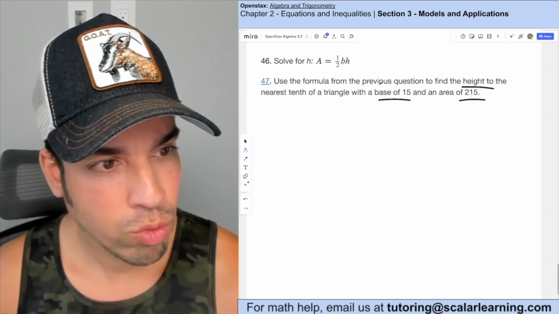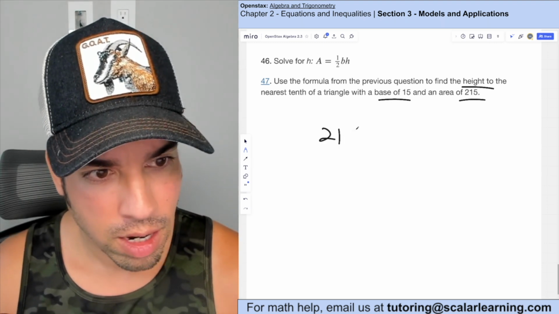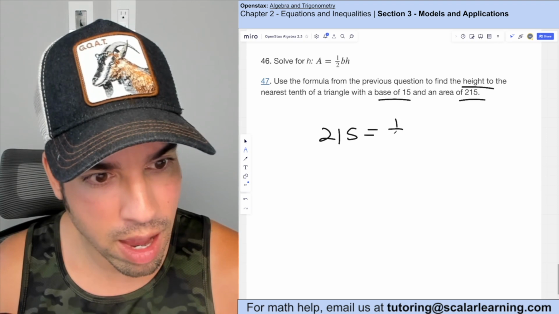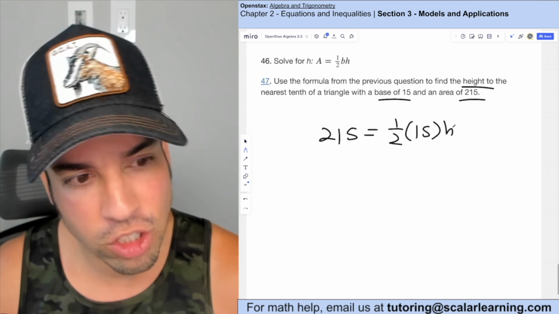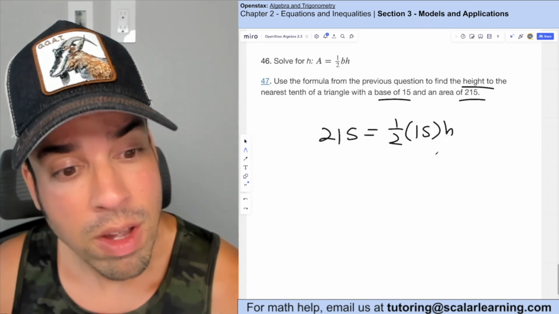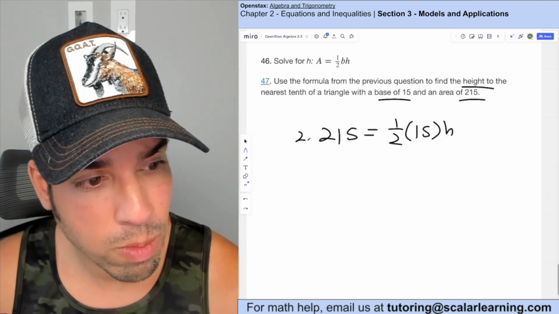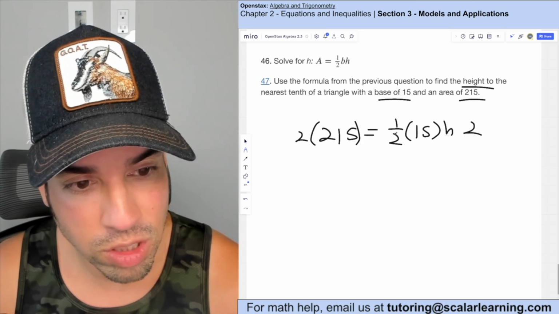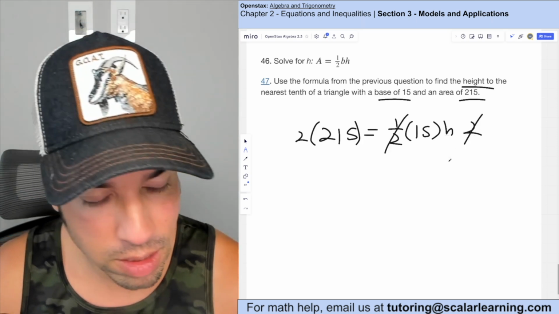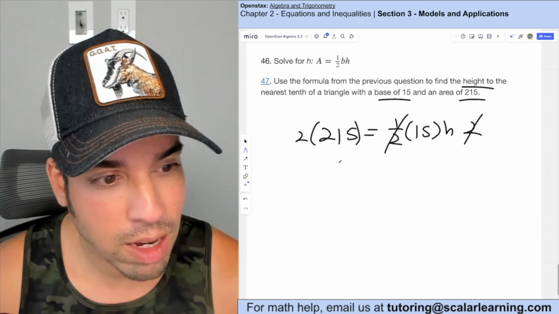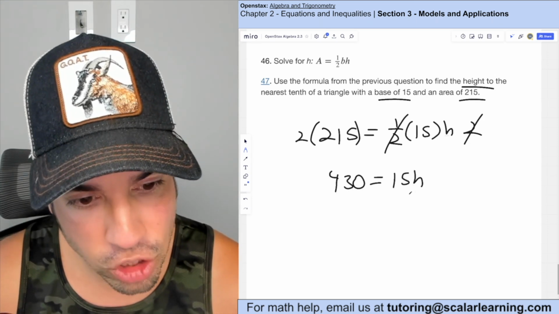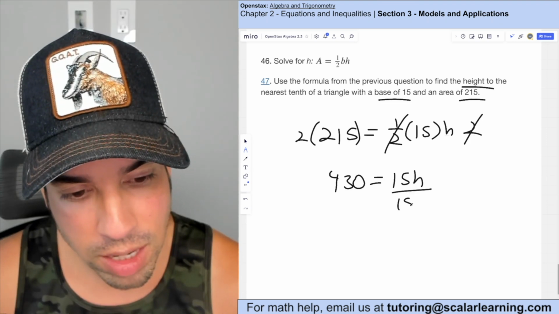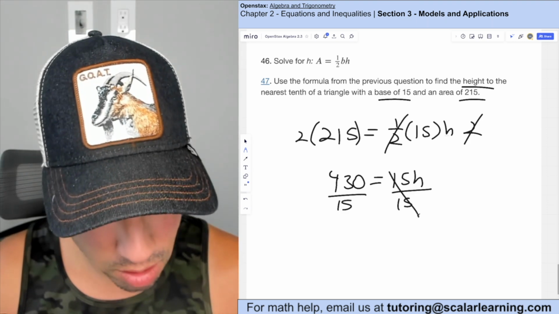So let's go. So we plug in area for A, and then we plug in 1/2 base 15, so 15 for B, and then times H, and now we got to solve. So first, instead of multiplying 15 times 1/2, I'm actually going to multiply both sides times 2. This is just to make life a little easier, make it not as many weird numbers. So now I got 430 on this side equals 15H. Now we're going to divide both sides by 15, and they want to the nearest tenth.